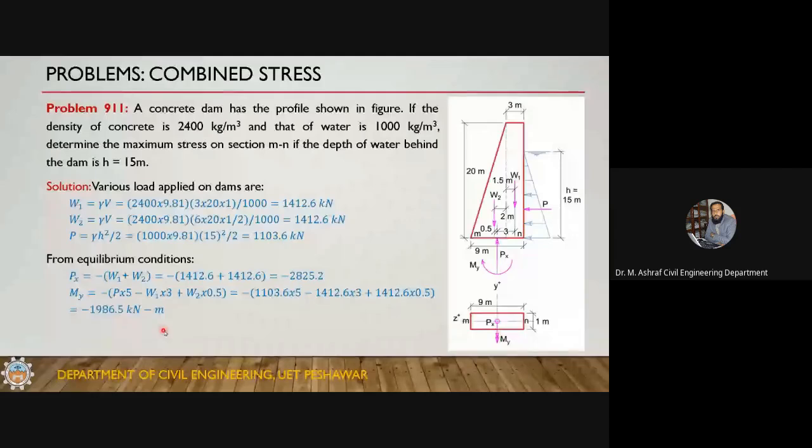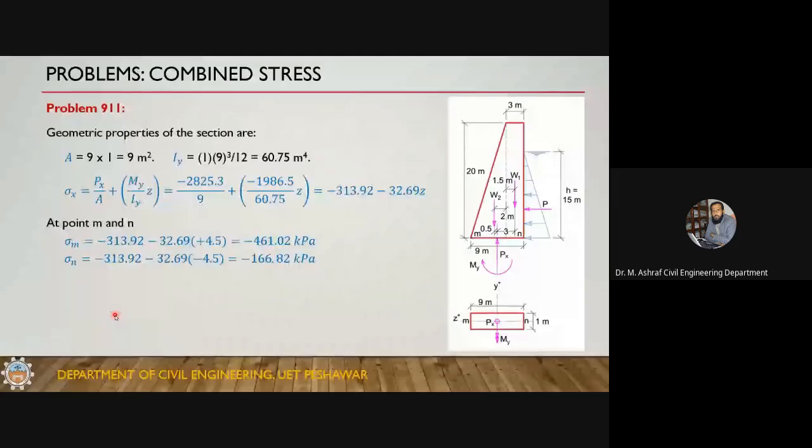So this section MN is subjected to an axial compressive force and a negative bending moment about the y-axis. Now, this is a combined stress formula, so just calculate the geometric properties. The cross section of this is 9 into 1. I need the moment of inertia about the y-axis, so 1 into 9 cubed by 12, which is 60.75. Plug in the formula. Now you can see there is no negative sign here. So Px divided by 9 and My divided by Iy into 3. So this is the stress formula.